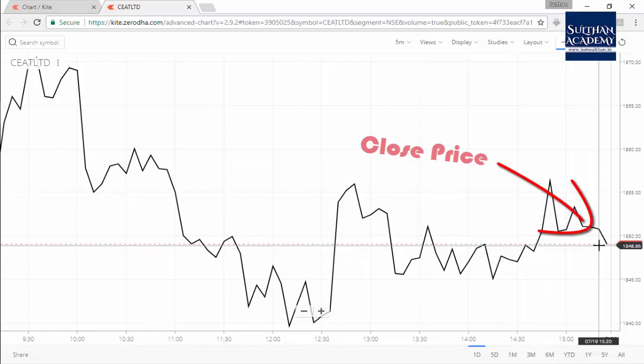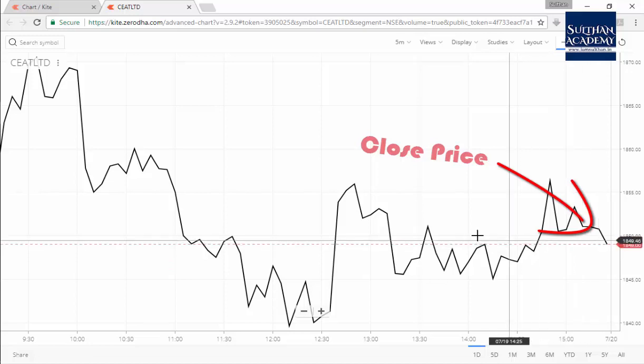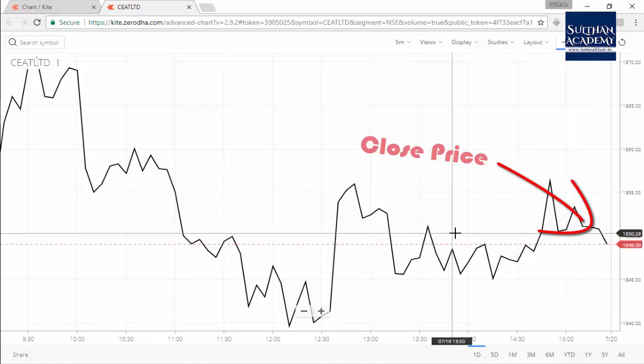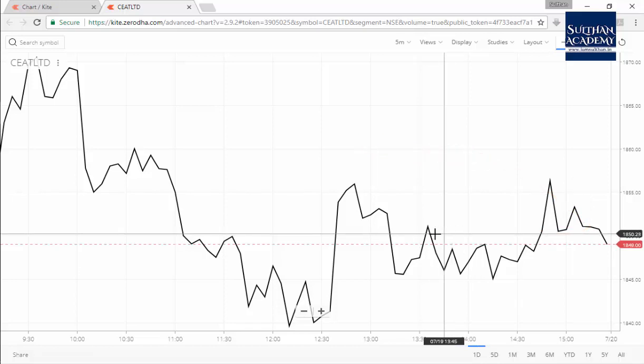The closing price also shows the market sentiment and serves as a reference point for the next day's trading. For these reasons, the closing price is more important than the open, high and low prices.